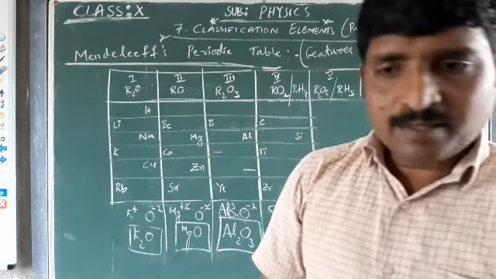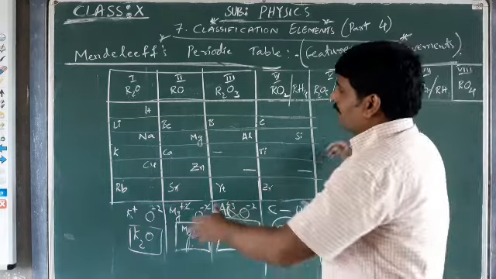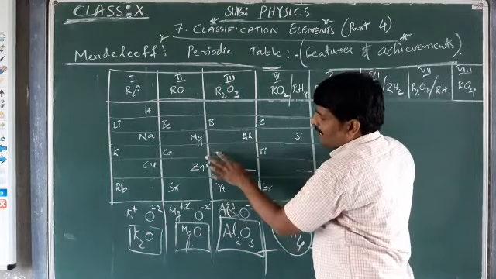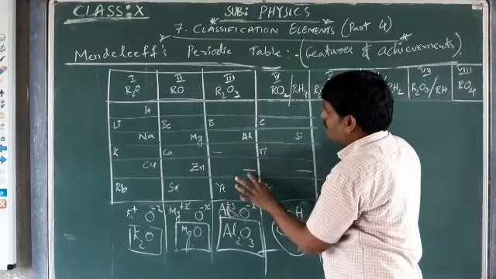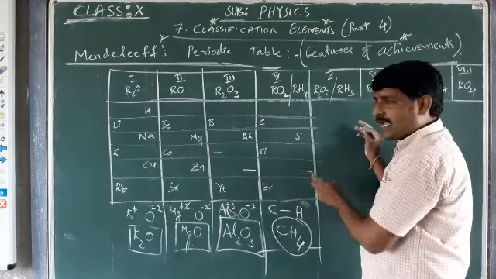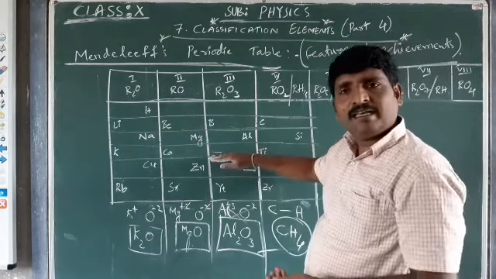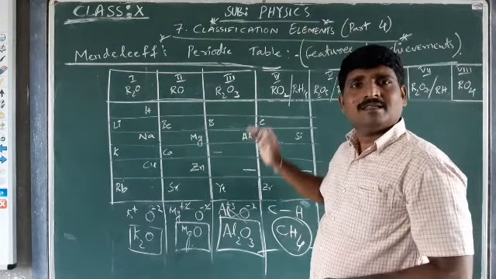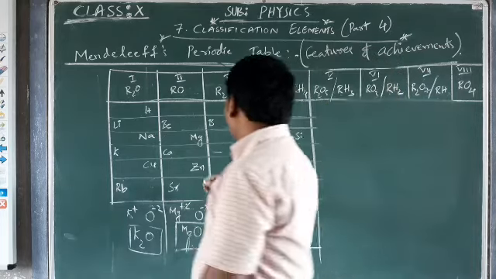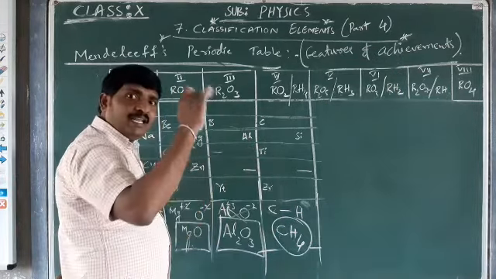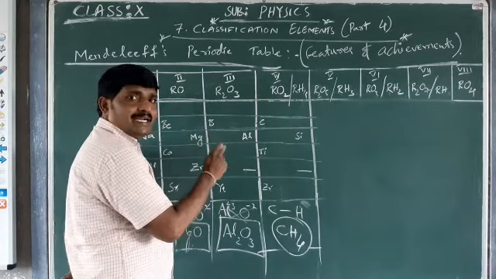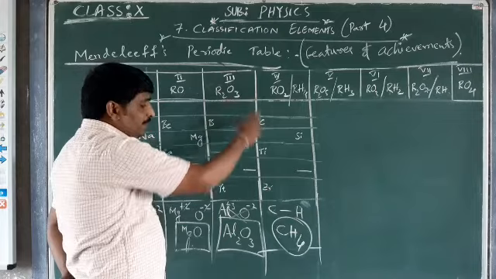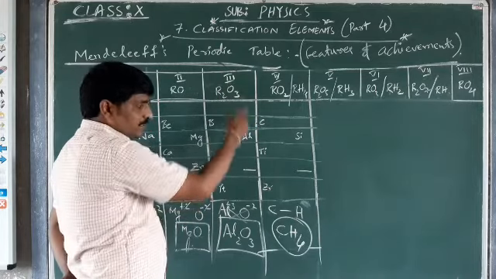What does that mean? If you observe the third group in his table, there are some gaps. The third group has a gap, and the fourth group has a gap. He left the space based on his arrangement of the elements, and he predicted that the element which would be discovered later and settle at this place would have the properties of the same group.